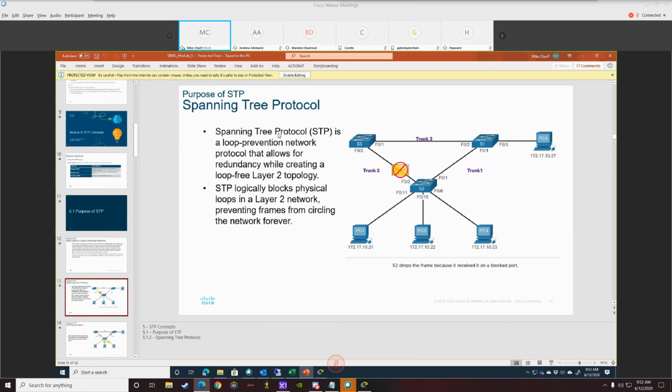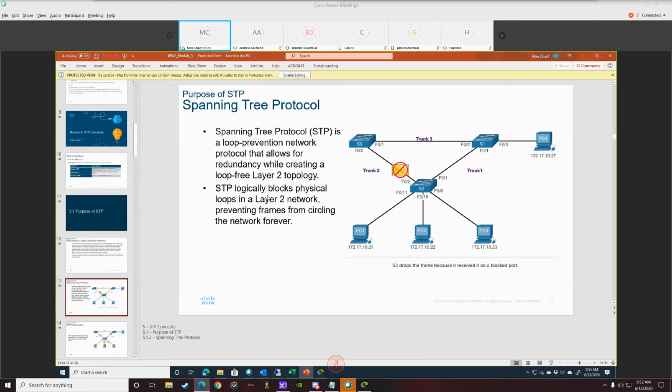Spanning Tree Protocol, STP, is a loop prevention network protocol that allows for redundancy while creating a loop-free layer 2 topology. This is a solid definition. Sometimes when you go to an interview, they are going to ask you technical questions, so you need to understand what that means. Once you finish this program, we expect you to answer the question intelligently. So that's a really good, solid definition. You need to stick with it.